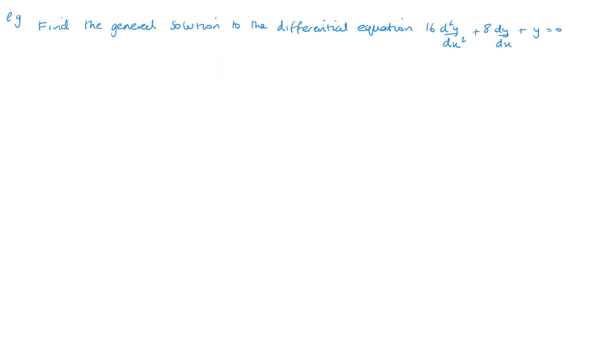Okay, let's find the general solution to this equation. So first thing we need to do is to find the auxiliary equation. So that's going to be 16m squared plus 8m plus 1 equals 0. And then I need to solve this. So usually I always check if we're able to factorize first, because that's easier. In this case, it will factorize, I think.